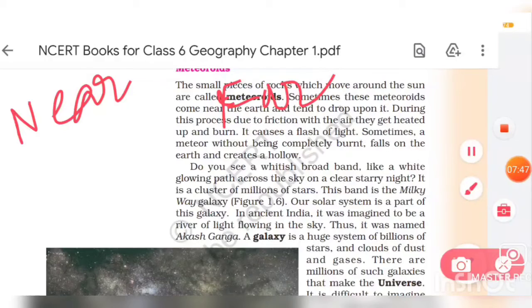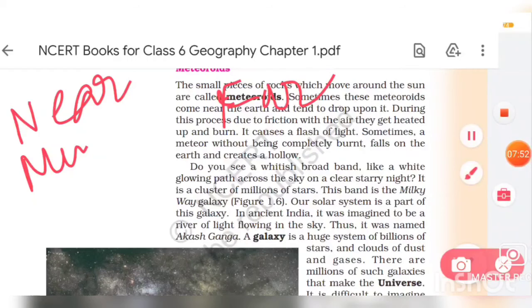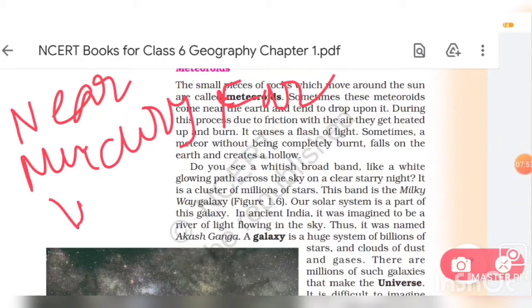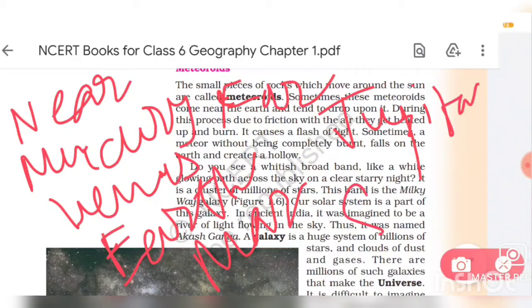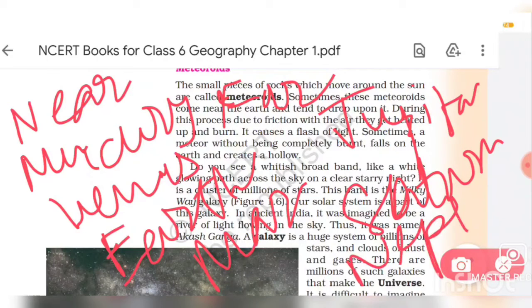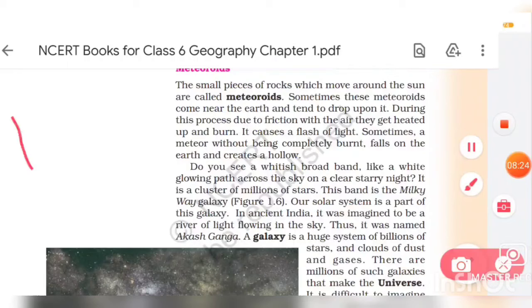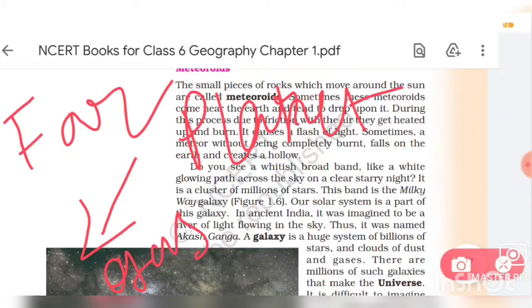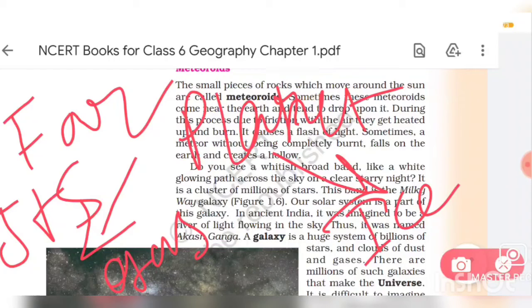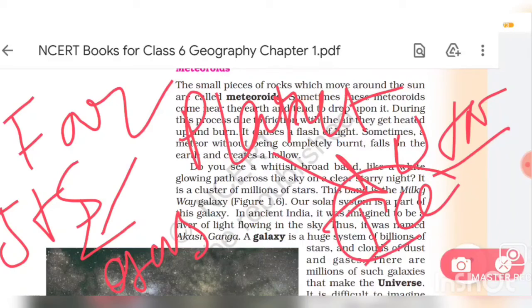I made a mistake, the near planets are Mercury, Venus, Earth, Mars, and the far planets are Jupiter, Saturn, Neptune, Uranus. These are the faraway planets, and these far planets are divided into two parts. One is called the gas planet, and another is called the ice planet. Jupiter and Saturn are the gas planets, and Uranus and Neptune are the ice planets because of the distance.